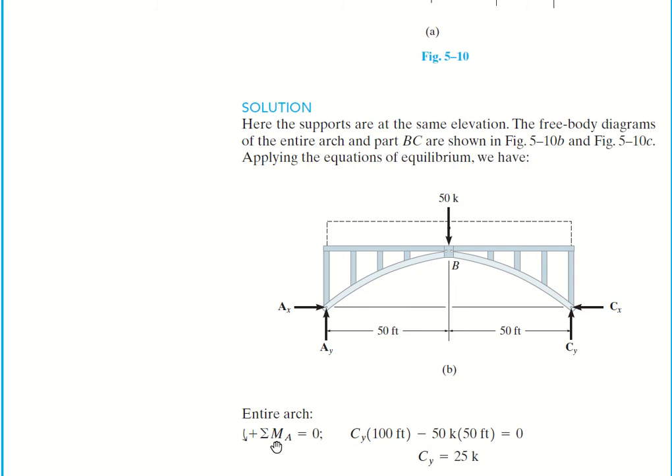Now applying the equations of equilibrium for the entire arch, we know that the summation of moment about A will be equal to 0 because it is a hinge support. Since Cx is passing through this point, it will make no moment. We are left with Cy and this applied load. So Cy multiplied by the perpendicular distance 100 feet minus 50 multiplied by its perpendicular distance. From this equation you will get Cy equals 25 kips.